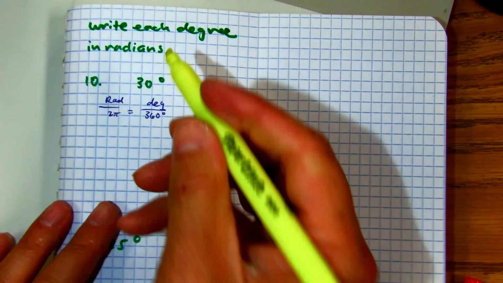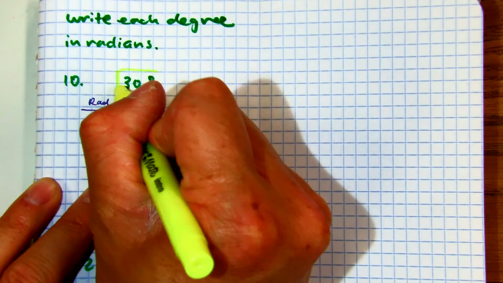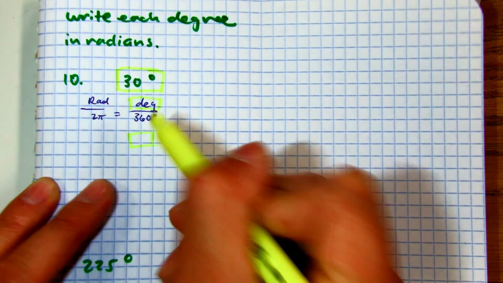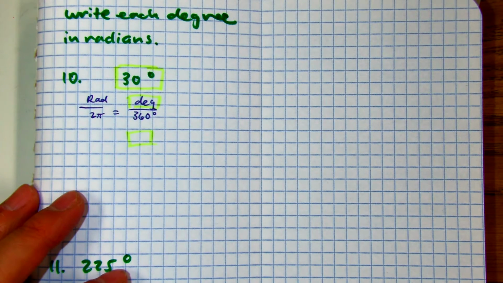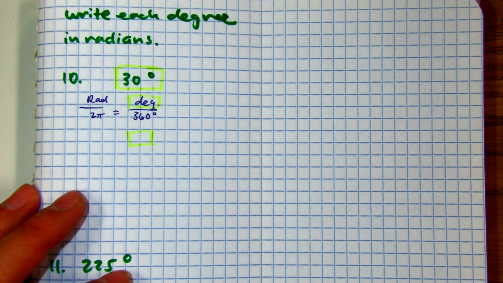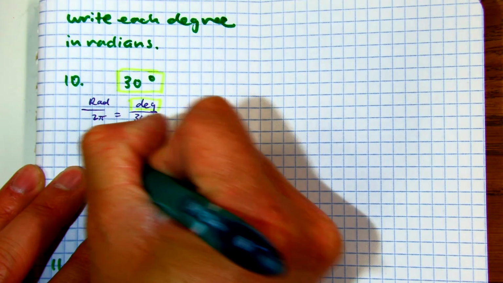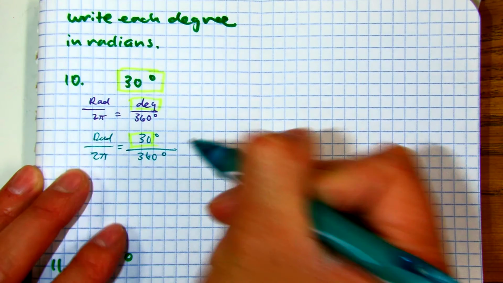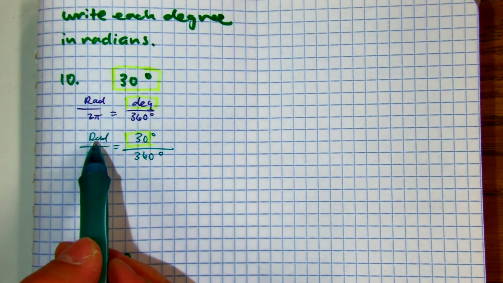So we just figure out what they give us. Class, what do they give us? Degrees or radians? Degrees, so we can write it right there. And radians over 2 pi equals 30 degrees over 360 degrees. Now all we have to do is just solve for radians.